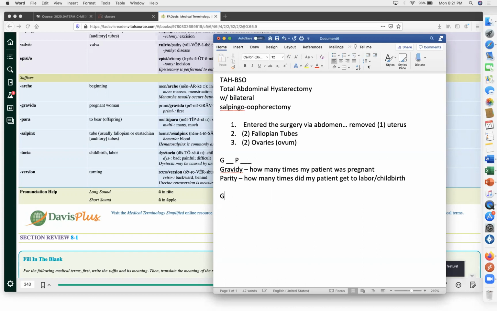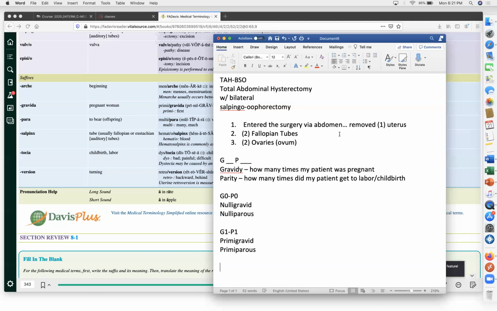So if I have somebody who's G0, P0, that means they've never been pregnant and they never gave birth. So that person is nulligravid and nulliparous. If my patient is G1, P1, this is the first time they've been pregnant, so that's primigravid. First time she's ever been pregnant. And first time she ever delivered, primiparous.